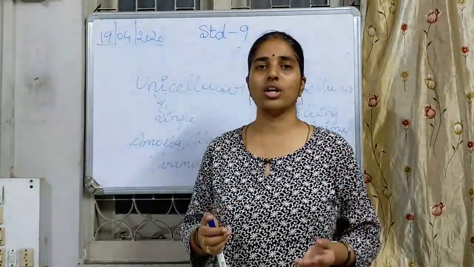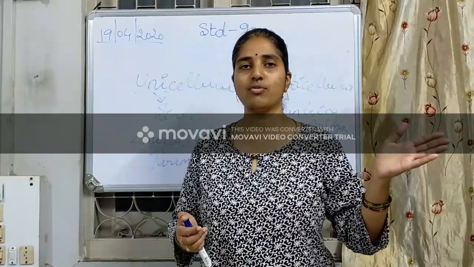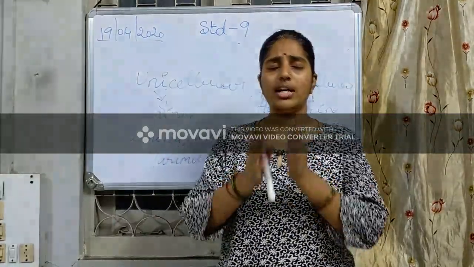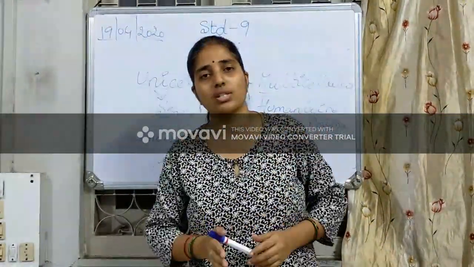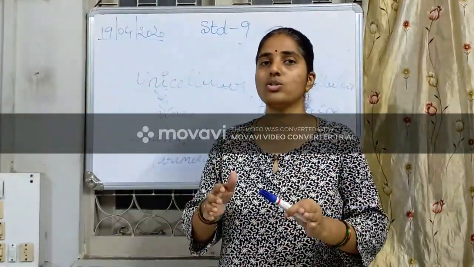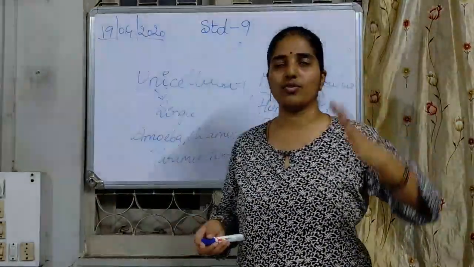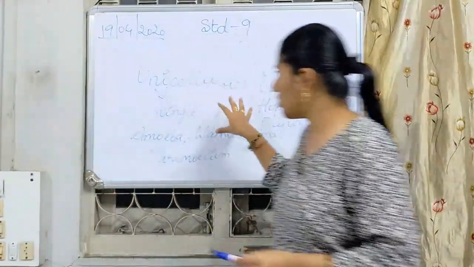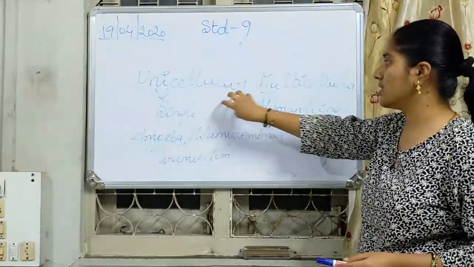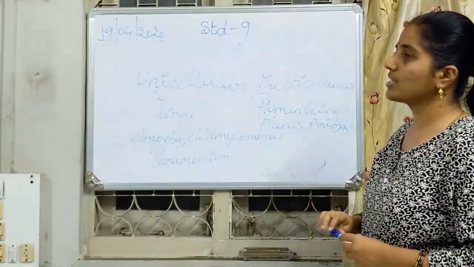The heart is not going to function like an ear. The ear is not going to function like a hand. So in our body there are different types of systems present and they work especially for the different and vital functions of our body. So we know the basic difference between unicellular and multicellular.